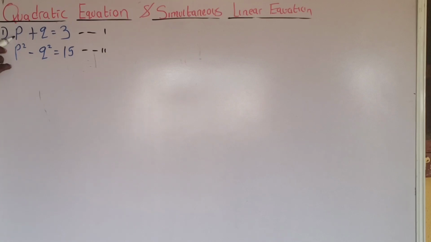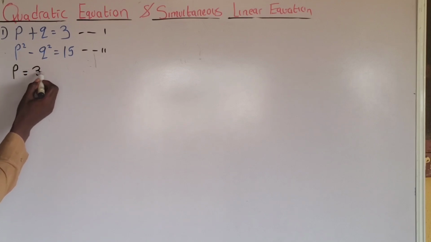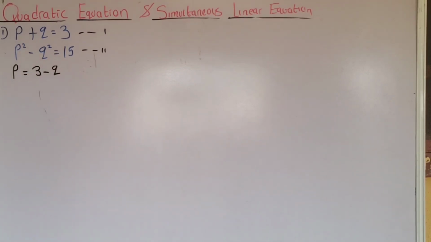This is the linear equation. This is the quadratic equation. We are going to solve them simultaneously. So let's make p the subject of the relation in equation 1. So I'm going to have p equals 3 minus q. Now, having made p the subject of the relation in equation 1, I'm going to substitute the value of p as 3 minus q in the quadratic equation, which is the second equation.